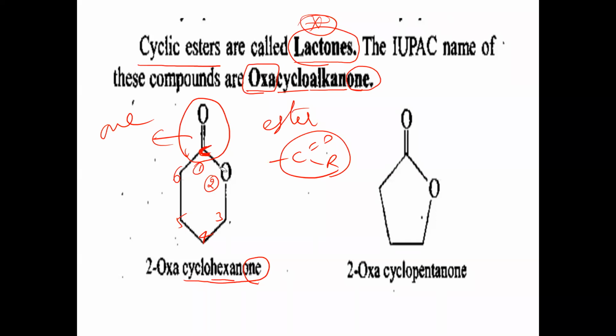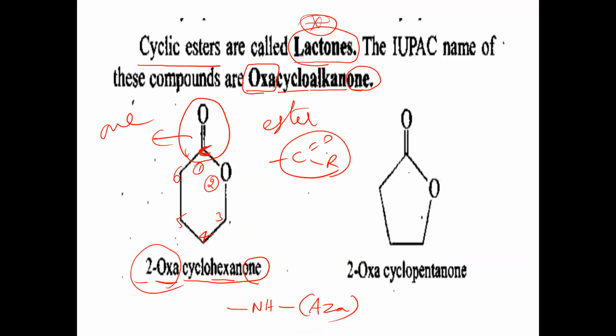Whenever a carbon atom of the ring or a carbon atom of the compound is replaced by oxygen, we have to use the word oxa. So 2 oxa we have to say. Previously for NH, what we used? Aza. For NH, what did we use? Aza. And O in the ring is taken as what now? Oxa. So 2 oxa, cyclohexanone.